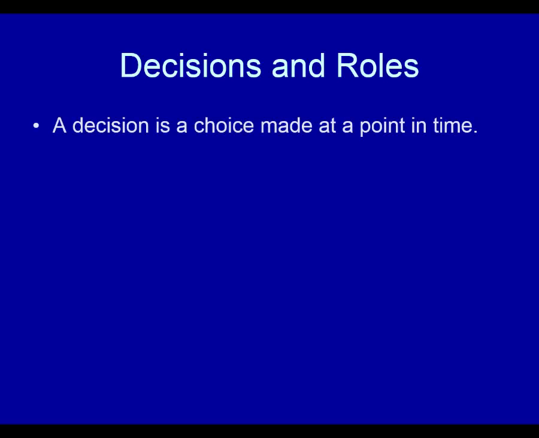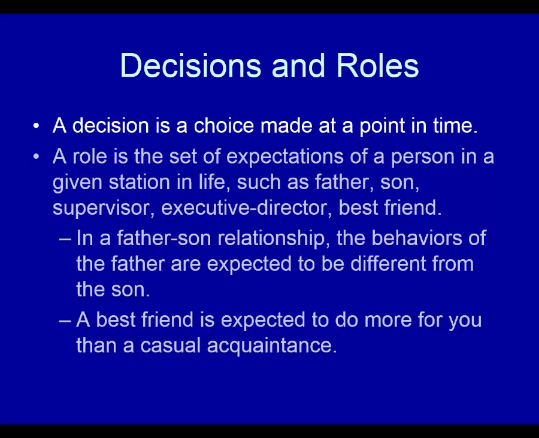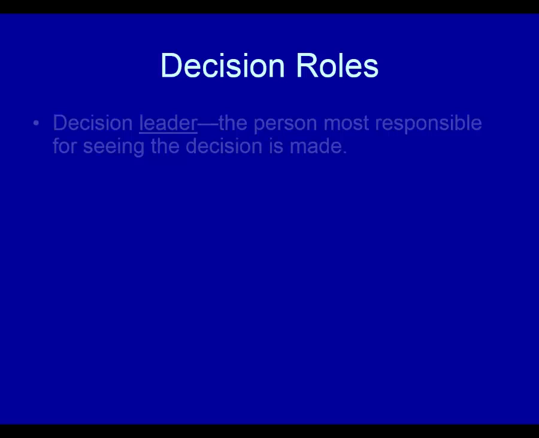Let's look at decisions and roles. A decision is a choice made at a point in time. A role is the set of expectations of a person in a given station in life, such as father, son, supervisor, executive director, best friend, etc. In a father-son relationship, the behaviors of the father are expected to be different from the son. If you see someone who is the son acting like they're the father to their father, then you would say, this is not right. This is a little strange. The last thing there, it says a best friend is expected to do more for you than a casual acquaintance. So again, we're talking about the expectations you have of someone because of the role they have been designated as playing in the life of the organization or in your life.